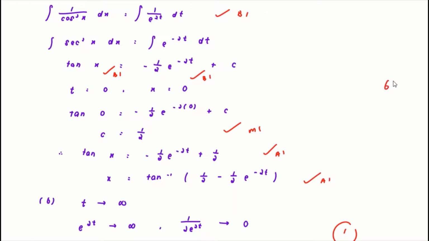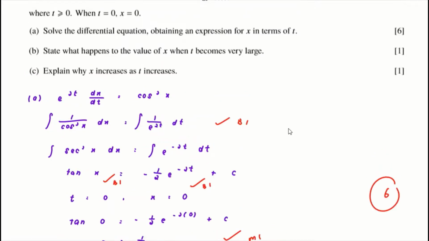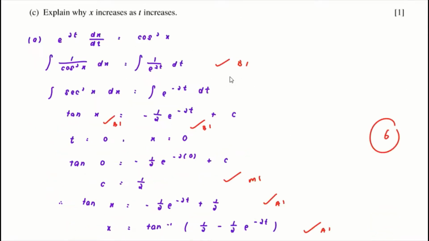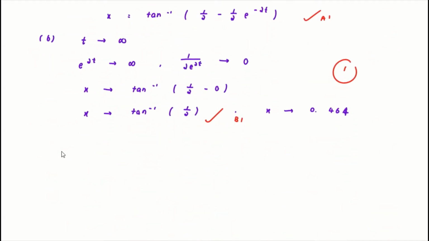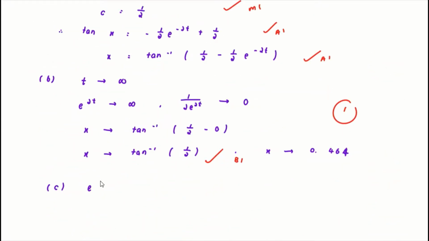So this question is 6 marks. Okay, let's move on to the last part. Explain why x increases as t increases. In this one, you can just check with this equation. I'm just going to write down the form that's given first, then from there I try to explain it. So you are given e to the 2t dx/dt is equal to cos squared x.